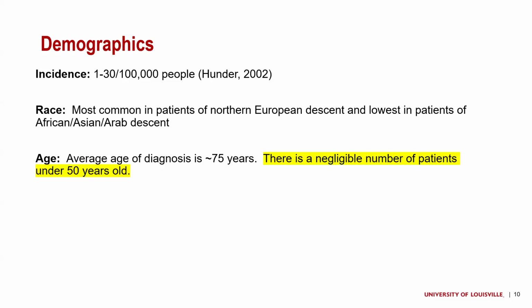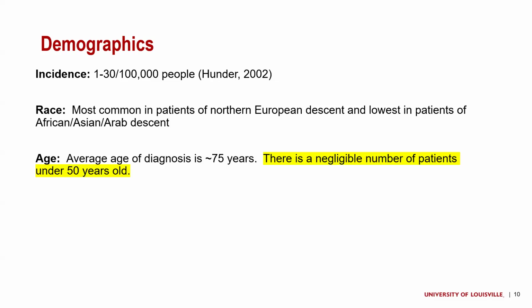In large studies, they show that there's a negligible number of patients who are under 50 years old. One study that is classically reported looked at 140-some patients. In those patients, only 2.2% were between the ages of 50 and 60, and no patients were under 50 years old. Because of this, most specialists who work with giant cell arteritis basically disregard the diagnosis once the patient is under 50 years old.